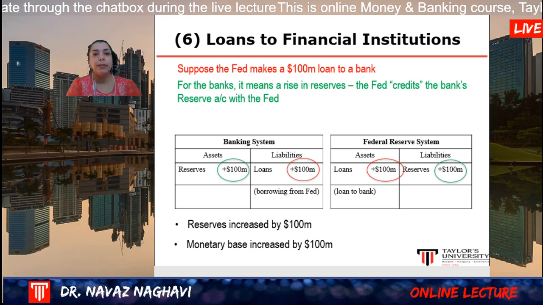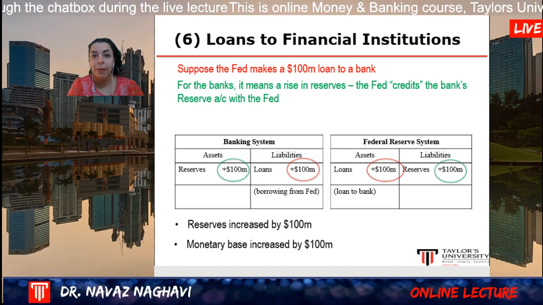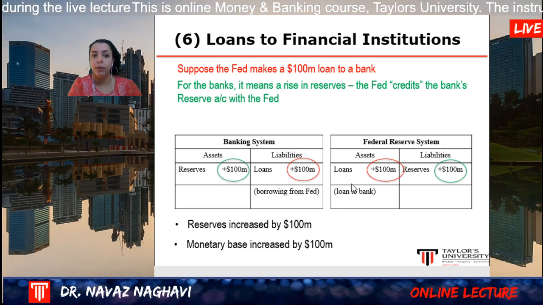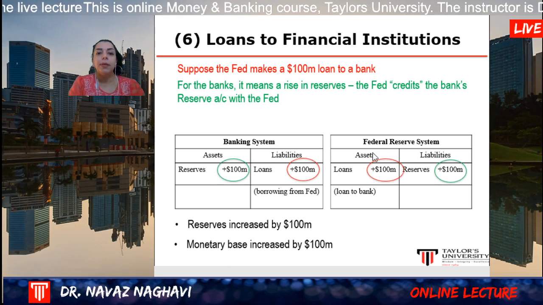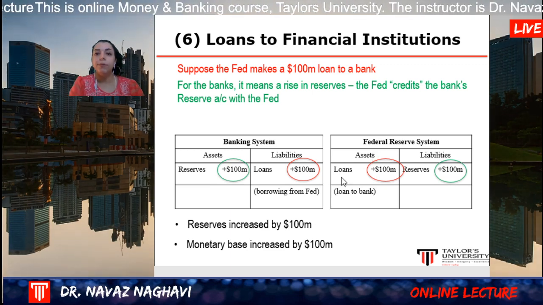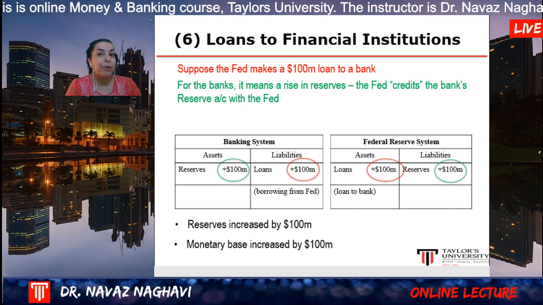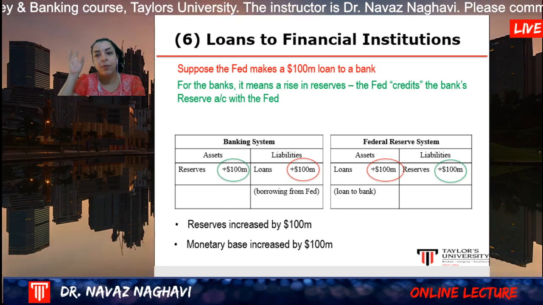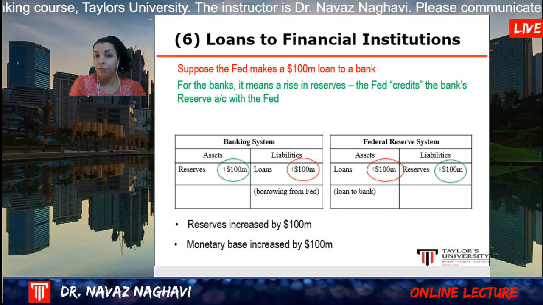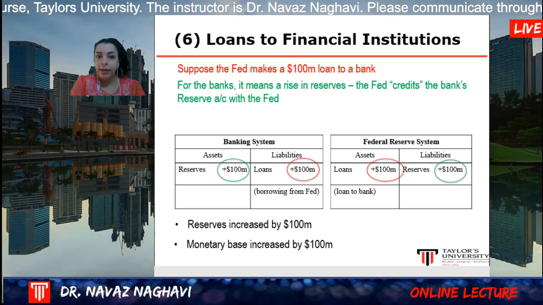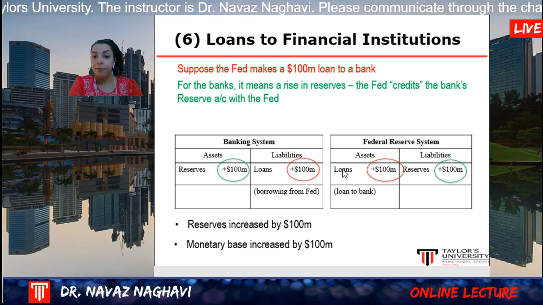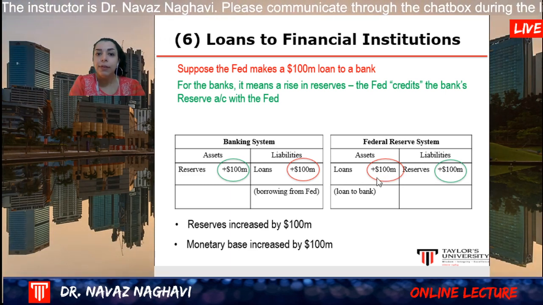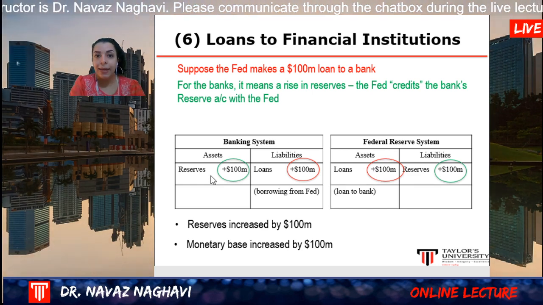So what do we expect? Once it is loaning to the banking system, does it have the same role, the same impact as the open market operation? Let's see. The banking system needs money, so that's why the Federal Reserve, we normally call it the lender of last resort. It means that whenever you need money, you have to refer to the Fed. So you can get a loan from the Federal Reserve. Here the Federal Reserve is giving you a loan, 100 units. So this loan is going to the banking system, right?